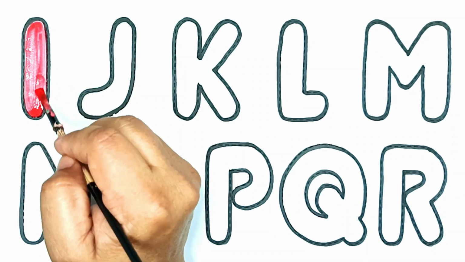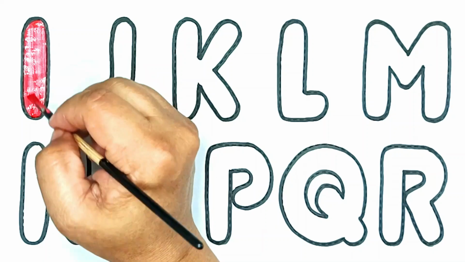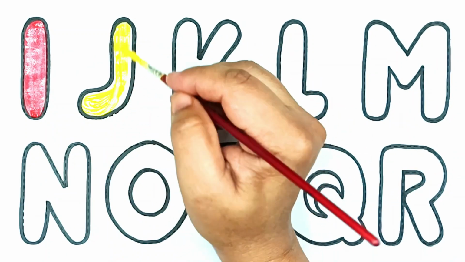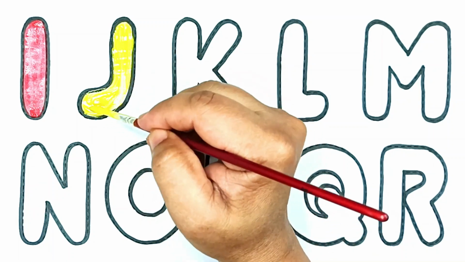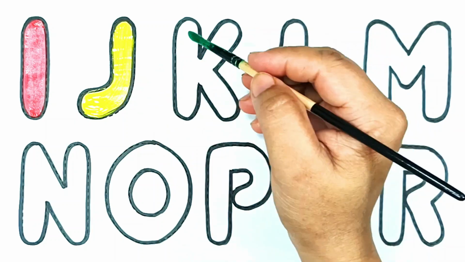I for Indian. I for igloo. I is for island, surrounded by sea. J for jam. J for juice. J is for jam, you eat with your teeth.